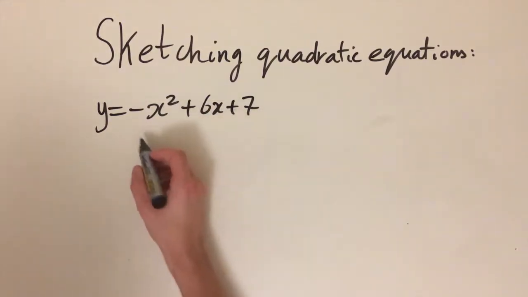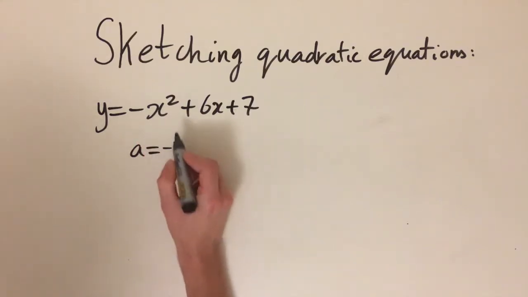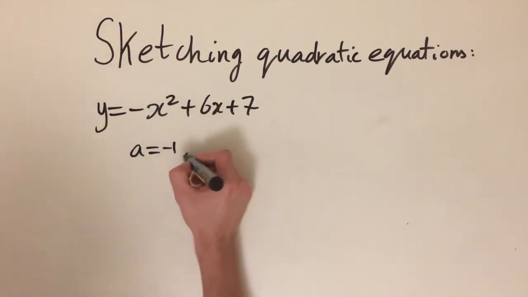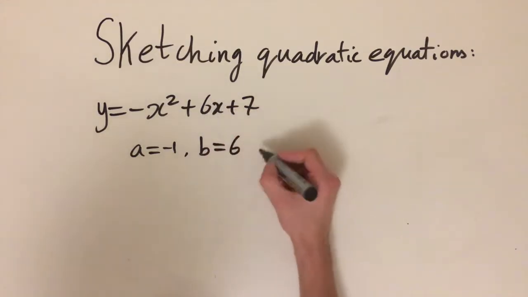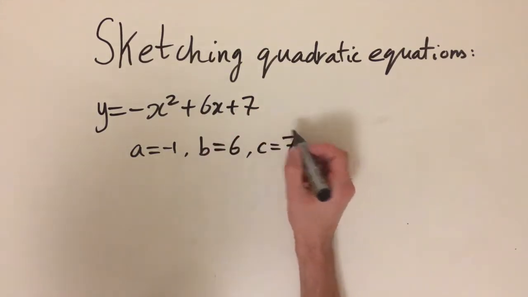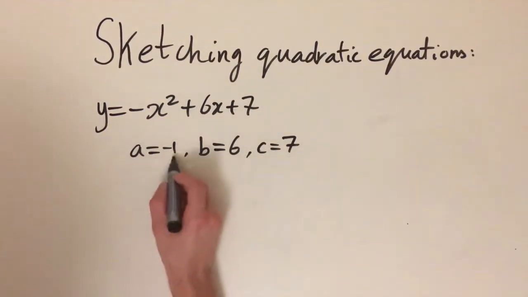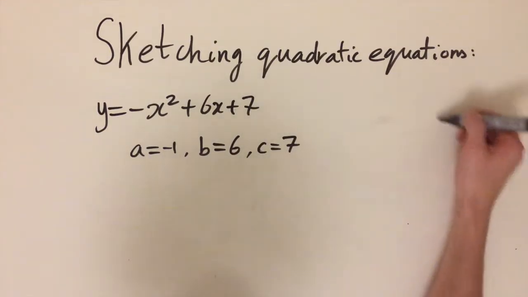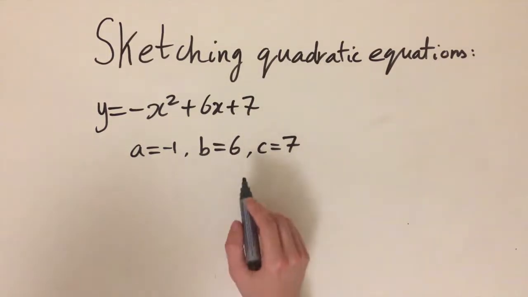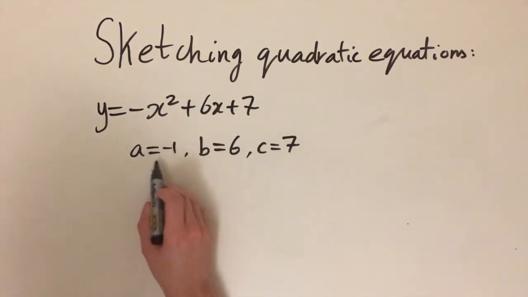So first off, we're going to decompose this into the coefficients. We'll write a is equal to minus 1, that's the x squared coefficient. b is equal to 6, that's the x coefficient, and then c is equal to 7. That's just a constant, the plus c. So now, because a is negative, we know that the shape of the graph is going to point downwards. It's going to be like upside down. So that tells us the shape of the graph just by the sign of a.